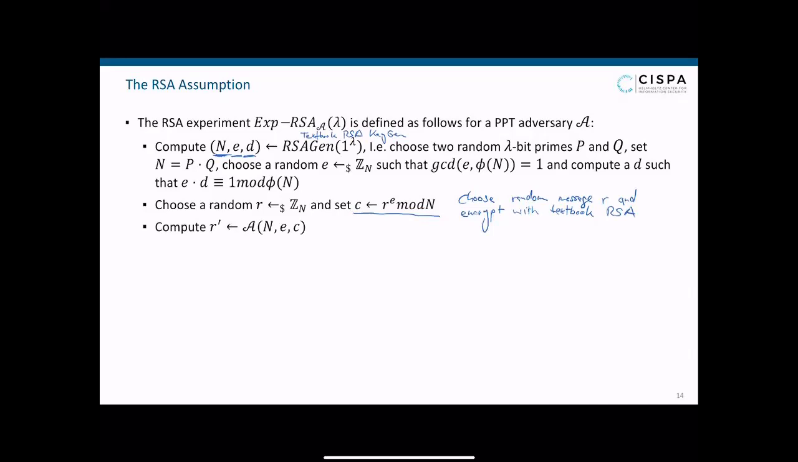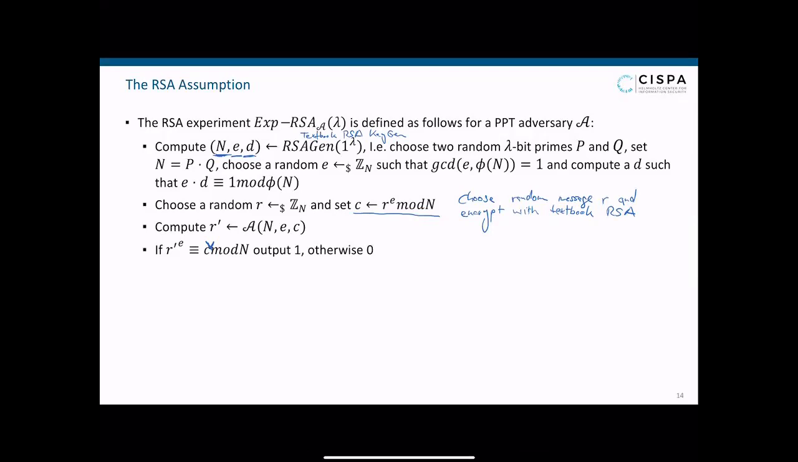Now, I am giving the resulting ciphertext to the adversary, who computes an R prime and wins if R prime to the E is the same as C. There should be a white space here. If so, we output 1, otherwise 0.